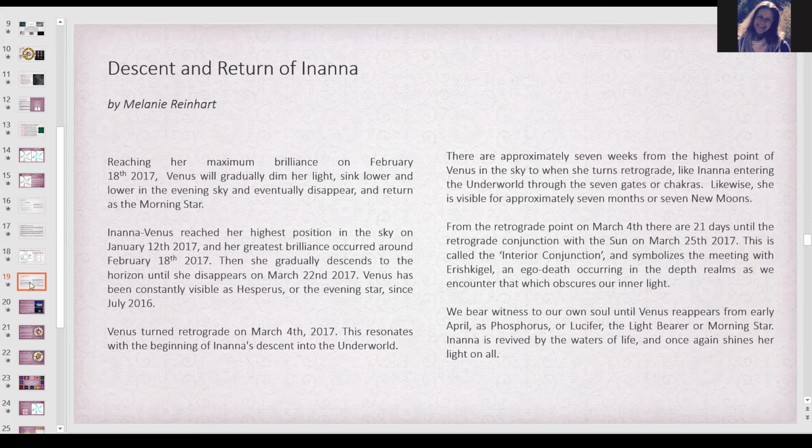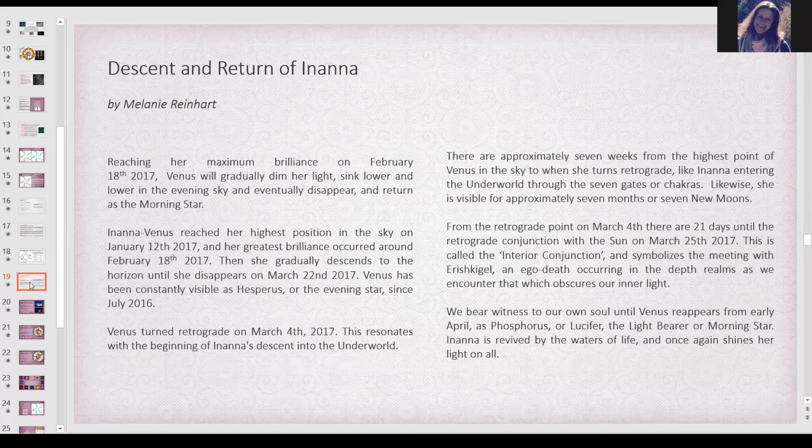Venus has been constantly visible as Hesperus, or the evening star, since July 2016. Venus turned retrograde on March 4, 2017. This resonates with the beginning of Inanna's descent into the underworld. There are approximately 7 weeks from the highest point of Venus in the sky to when she turns retrograde, like Inanna entering the underworld through the 7 gates or chakras. Likewise, she is visible for approximately 7 months or 7 new moons.